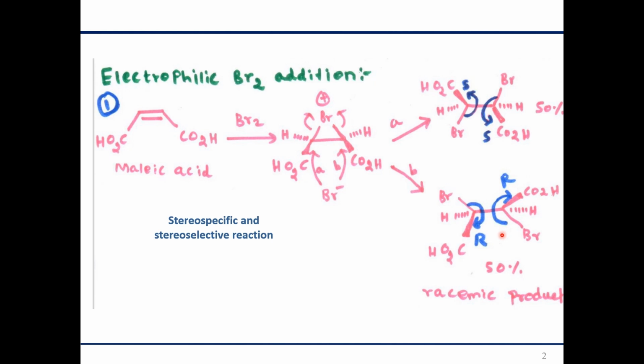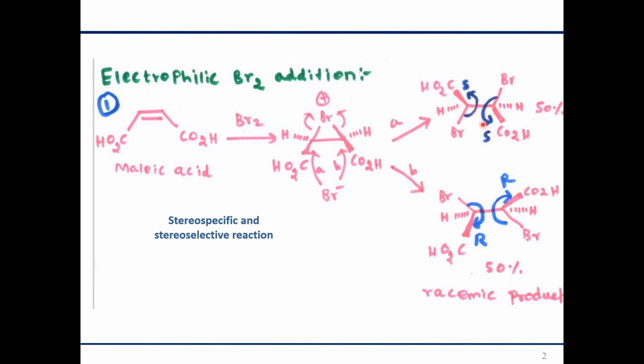We can say this reaction is a stereospecific reaction because the stereochemistry of maleic acid is cis, which means the acid functional groups are cis to each other. The same stereochemical outcome is retained in the product also. Here also the acid groups are cis to each other.